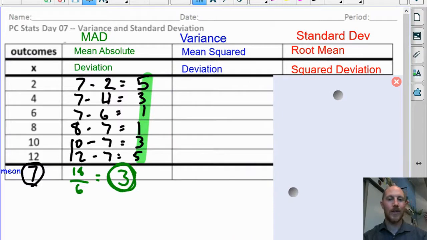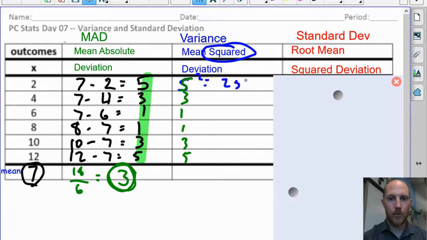Next column, define the variance. This time, it's the mean squared deviation. That's the difference in the name between the variance and the mean absolute deviation. It tells us how we're going to do this differently. So I'm going to take these green highlighted numbers and square each of them. So this is 25, 3 squared is 9, 1 squared is 1, 1 squared again is 1, 3 squared is 9, and 5 squared is 25.